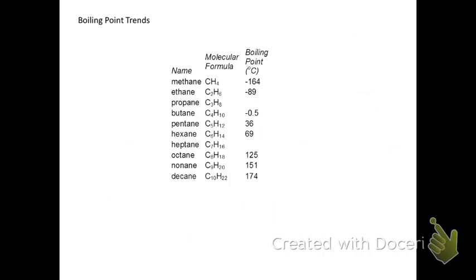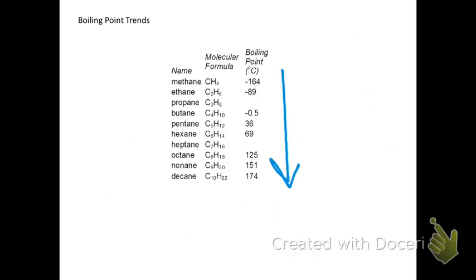So now what we're going to turn our attention to is boiling points. Boiling point trends. Here's a list of organic compounds, from methane to decane. If you look closely at the boiling point trends here, you will notice that the boiling point is increasing as we go down this group. So we have to understand why the boiling point is increasing going from methane to decane here.